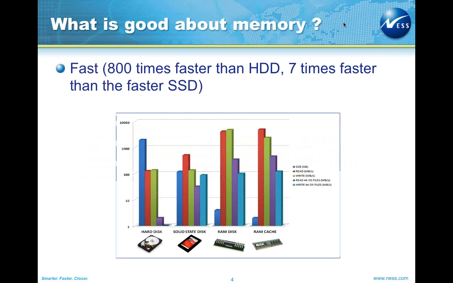So what is so good about being in memory? As we all know, memory is fast in comparison to disk. So how fast? It's a good 800 times faster than your normal SATA hard disk drive, a good 7 times faster than your fastest solid state device. In terms of transfer rate, a hard disk device can transfer up to 150 MB per second, whereas a solid state device can push it up to, let's say, 2000 MB per second, whereas a DRAM could do it up to 20,000 MB per second.